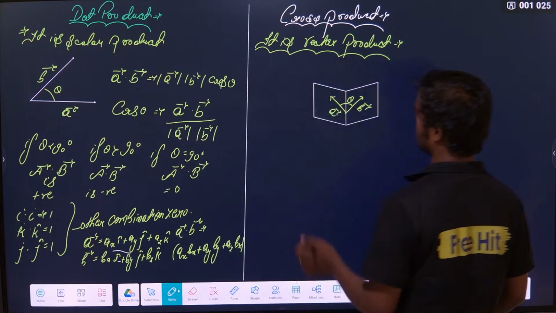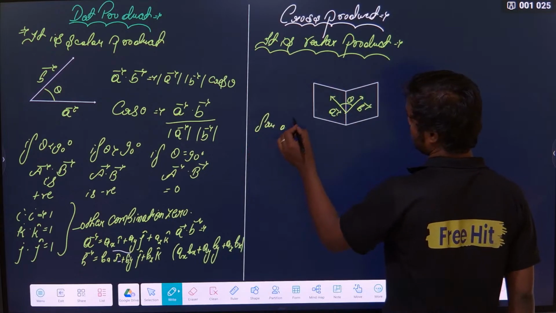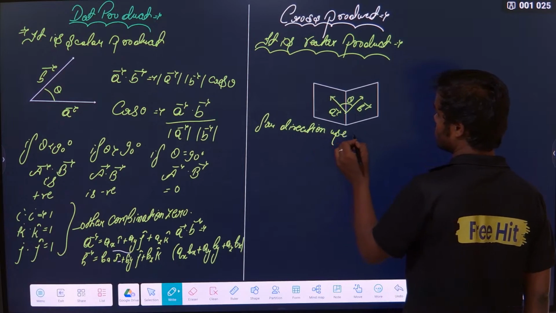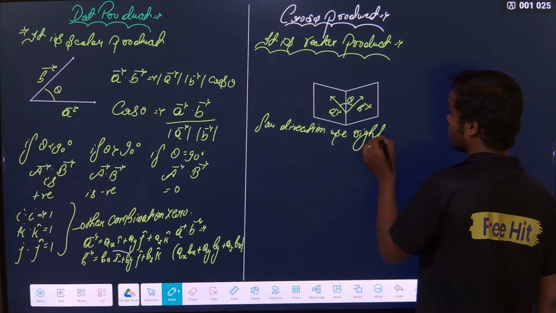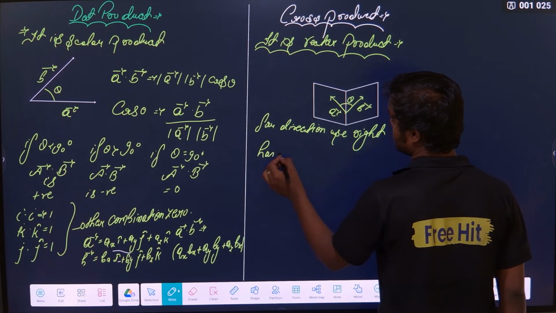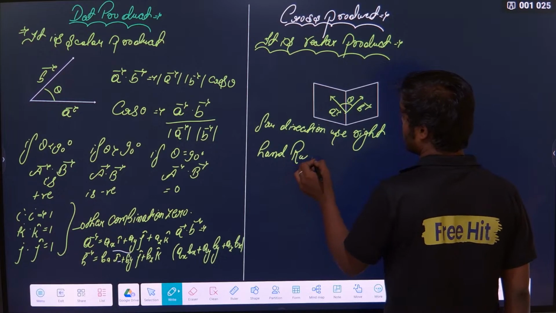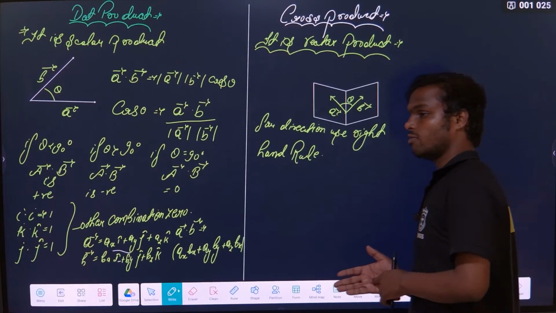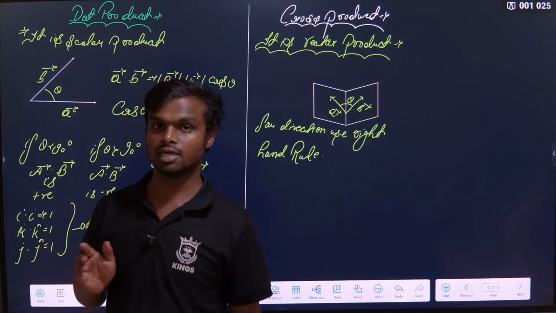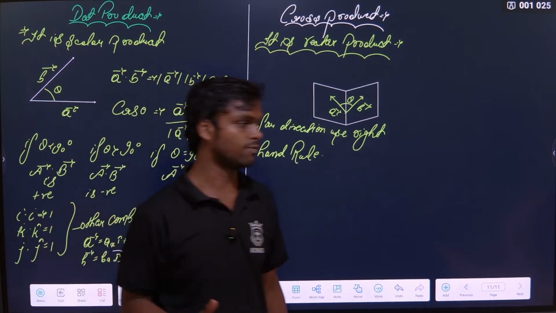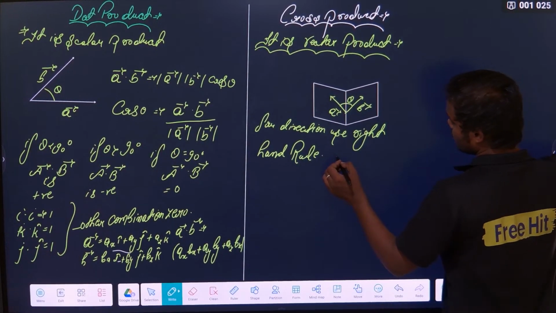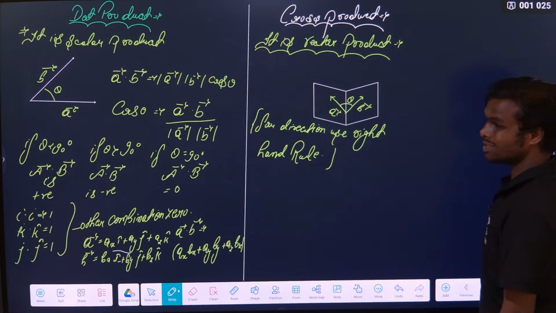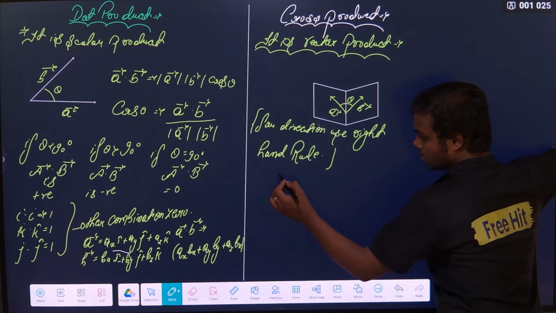For finding the direction, use the right hand rule. Now what is the right hand rule? You have to keep your hand in the direction of one vector and curl it toward the other vector. Then the thumb gives the direction of the resultant vector. Let us see some examples, then you will understand.